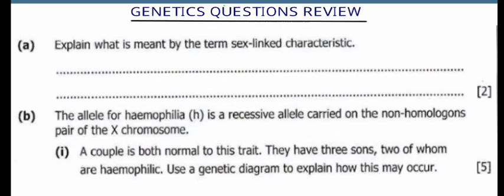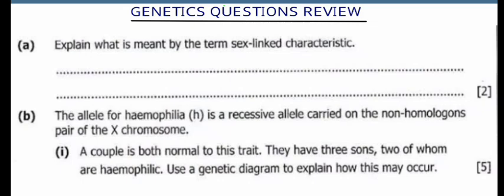Then as for question B, it is saying the allele for hemophilia, which is small h, is a recessive allele. So you need also to understand the term recessive allele. So in talk of a recessive allele, it is the allele which is going to be overshadowed by the dominant allele on the phenotype. So let me just repeat the question. The allele for hemophilia, which is small h, is a recessive allele carried on a non-homologous pair of the sex chromosome.